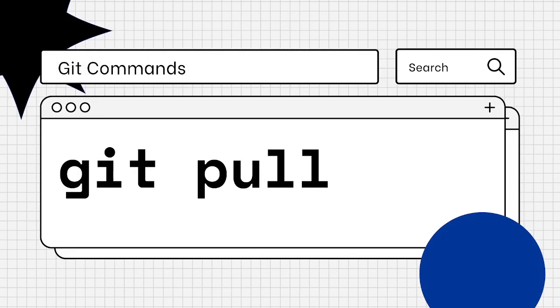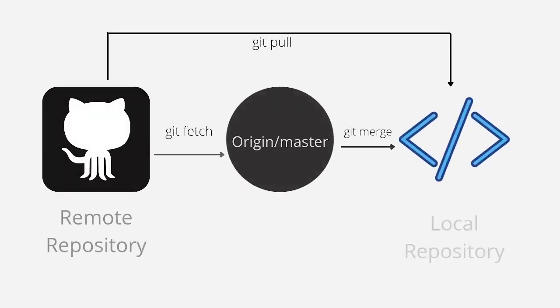In this series of various Git commands, we are going to learn about the git pull command. The git pull command updates the local version of a repository with a remote repository. It is a combination of two commands, git fetch and git merge.